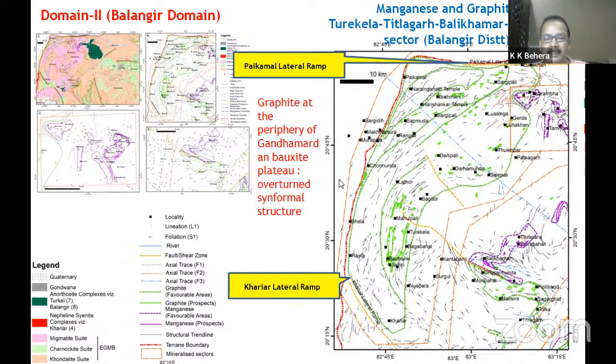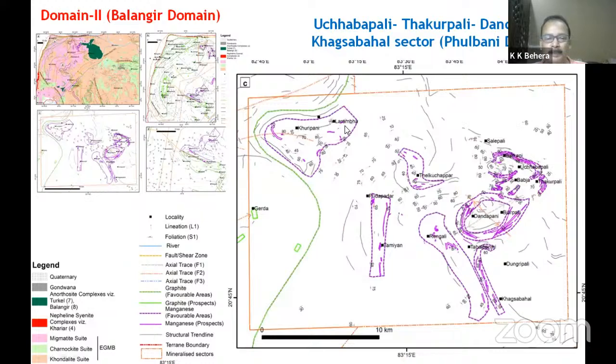Then this is another area in the same Kuiripani, Laramba sector, Tamia sector, sir, Dungripali, Khatsaval, Thakurpali, Salepali. These are the areas where we are getting manganese, in fact, in this area. And if you see the structural distribution in this part, actually it is giving a dome and basin structure over here due to superposition. And manganese is occurring at the periphery of the area.